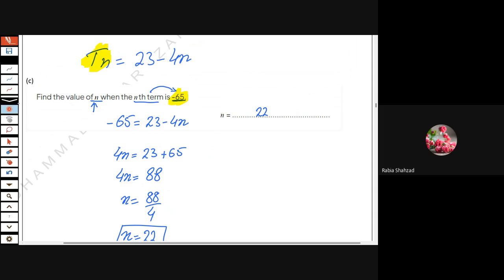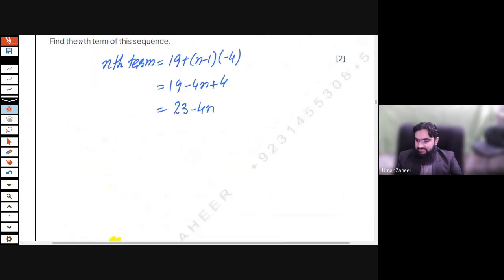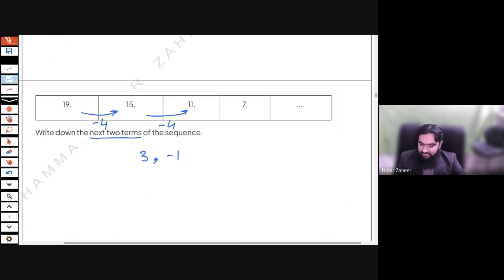Like write minus 65 equals. Yes, sir, in both n. Look here. n is the number of the term, and Tn is the term itself, meaning you are finding the value. For example, you have a sequence. Look here, this is a sequence. So you are getting the value at n is equal to 1, n is equal to 2, n is equal to 3, n is equal to 4.